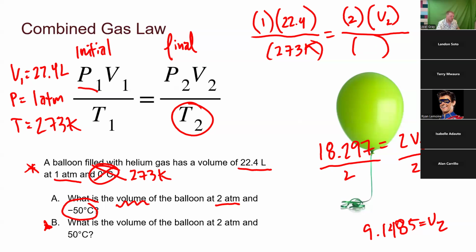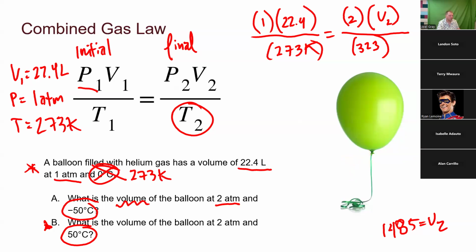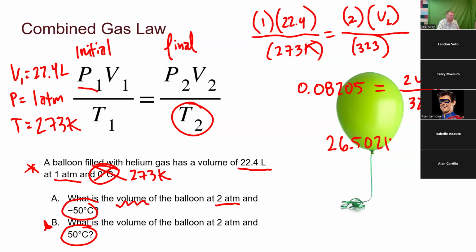What is our T2? Our T2 is 50 degrees Celsius or 323 Kelvin. Now, most everything else is the same, so I could have saved some of what I wrote, but I didn't. So I'm going to do 22.4 divided by 273. Again, that's the 0.08205. I'm going to set that equal to 2V2 over 323. I'm going to again multiply this 0.08205 by 323. So I've got 26.5 is equal to 2V2. Divide each side by 2.